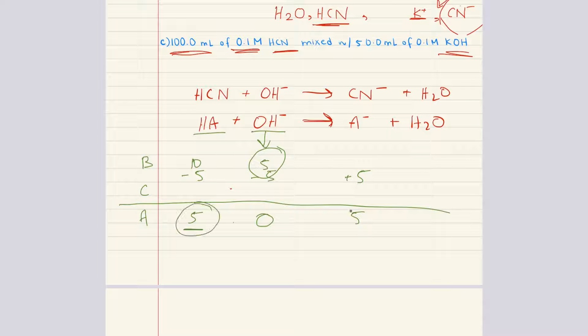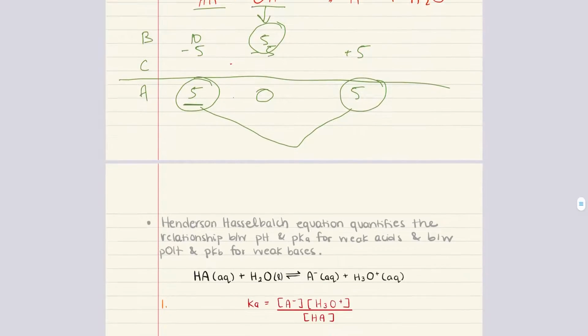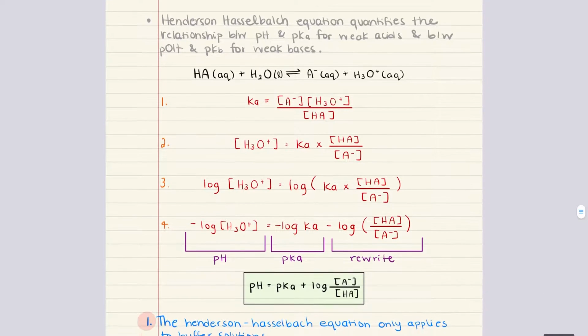Now these two values for our weak acid and for our conjugate base are equal. And that means that what we have here is a buffer. This mixture is a buffer. And with that, we've answered this problem, and we can move into our next topic. Our next topic is the Henderson-Hasselbalch equation.